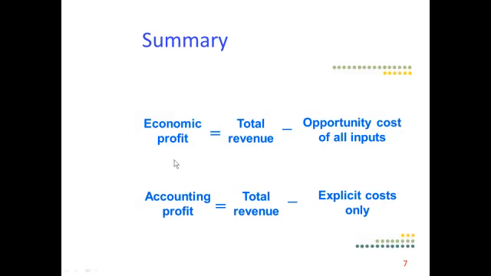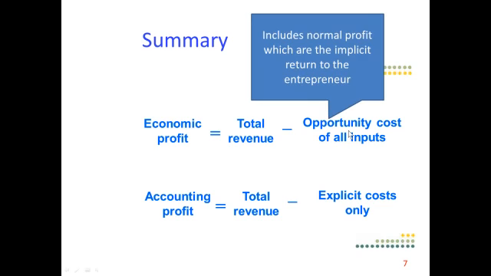So, in summary, there is a difference in the interpretation of profits for accountants and economists. For the economists, all opportunity costs are included, which includes as well what we call the normal profit, which is an implicit cost to the business, an implicit return to the entrepreneur. The accounting meaning of profits only includes explicit costs. Total revenue minus explicit costs only.